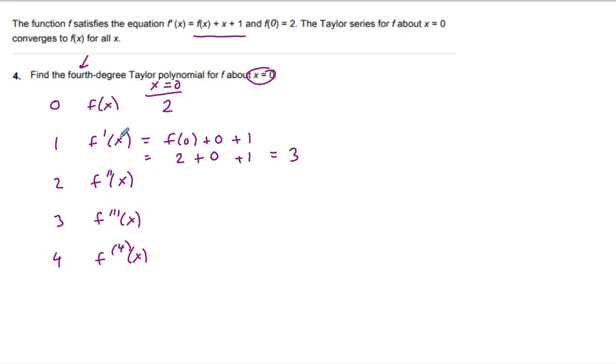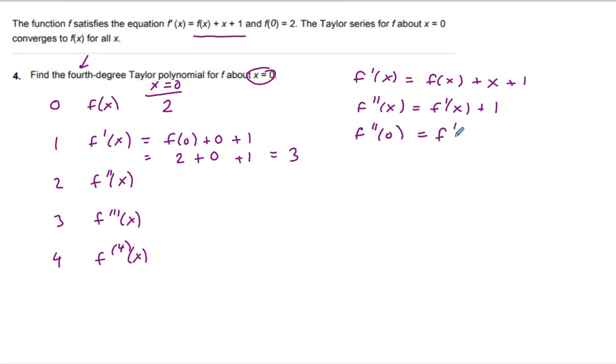Well, to get f double prime, I'm going to go back and take the derivative from here. So f prime of x is f of x plus 1. Taking derivative of both sides, we get f prime of x plus 1 plus 0. So when we're looking for f double prime of 0, because that's what we need, it's f prime of 0 plus 1, but f prime of 0 we just found, it's 3. So this is going to be 4.